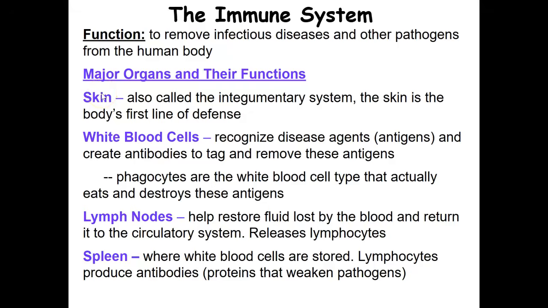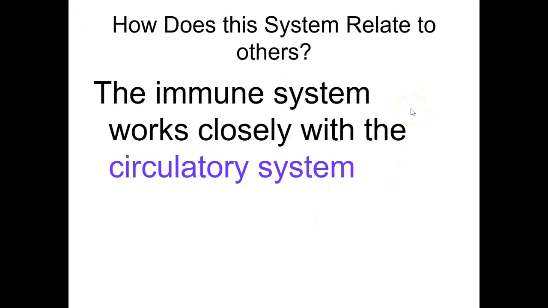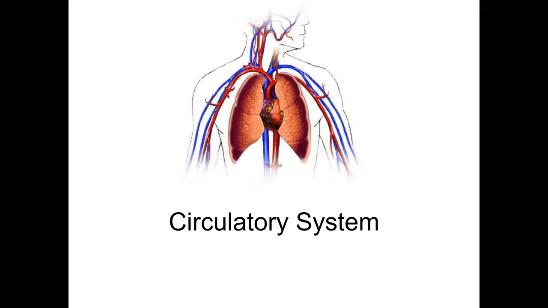Skin is your body's first line of defense. White blood cells recognize disease and create antibodies to tag and remove them. Lymph nodes help restore fluid lost by the blood and return it to the circulatory system. And then your spleen is where white blood cells are stored. Here are some of the different organs in the immune system. It works closely with the circulatory system because white blood cells travel through your bloodstream.